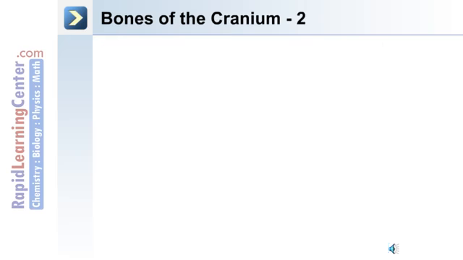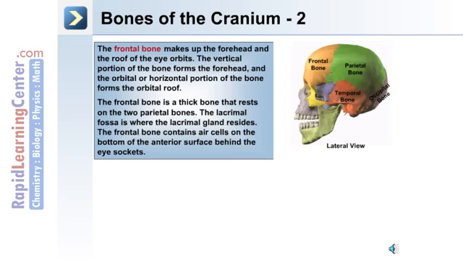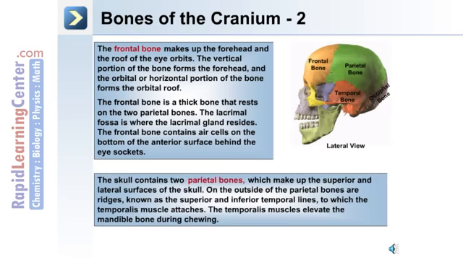Let's discuss the bones of the cranium in more detail. The frontal bone makes up the forehead and the roof of the orbits of the eyes. The vertical portion of the bone forms the forehead, and the orbital or horizontal portion of the bone forms the orbital roof. The frontal bone is a thick bone that rests on 2 parietal bones. The lacrimal fossa is where the lacrimal gland resides.